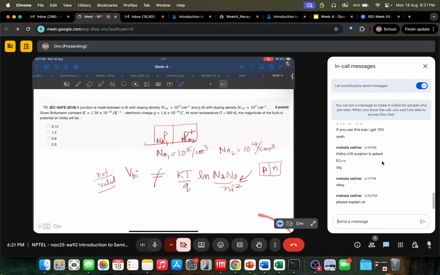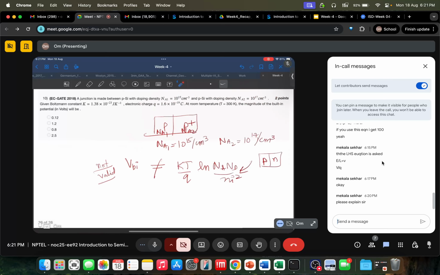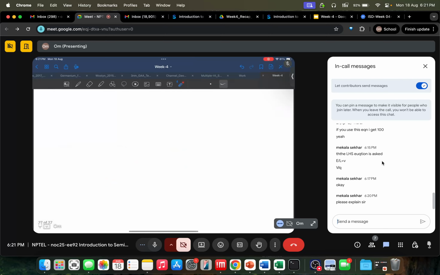Okay, so let's see this. So in a PN junction, let's say we have a P side, this is N side, right? So if I draw the band diagram, this is how the band diagram looks like, right?